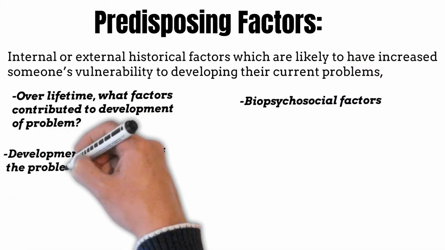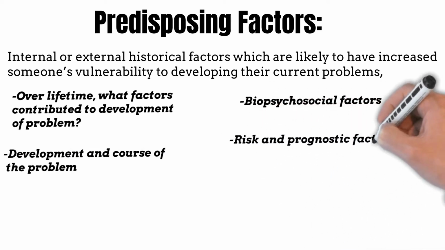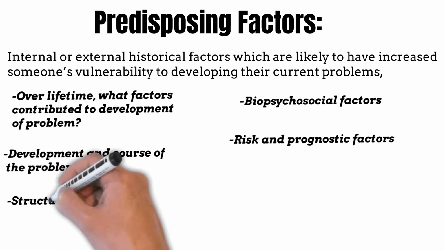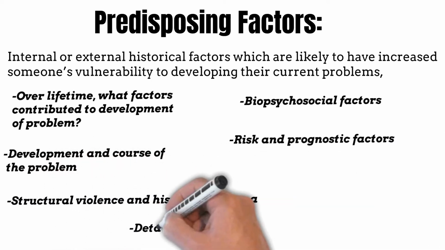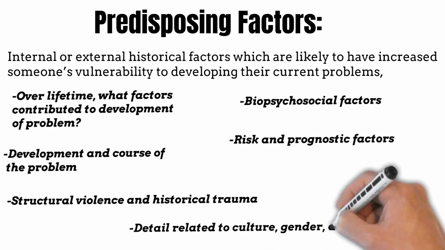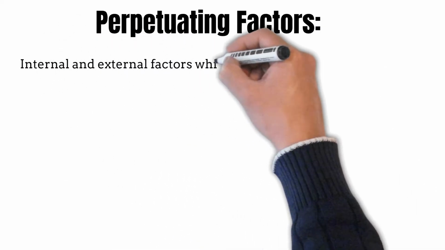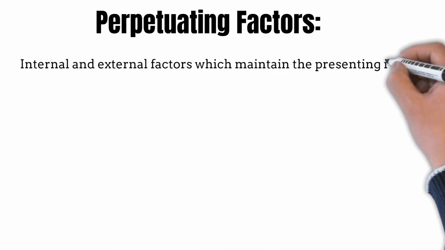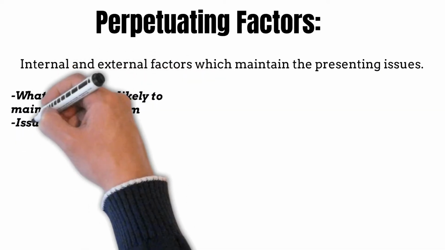Biopsychosocial factors, development and course of the problem, risk and prognostic factors, structural violence and historical trauma, detail related to culture, gender, and/or identity. Perpetuating factors are internal and external factors which maintain the presenting issues. Things to consider: what factors are likely to maintain the problem?